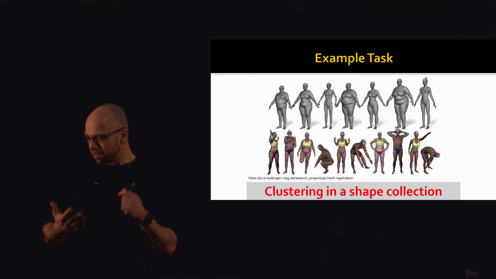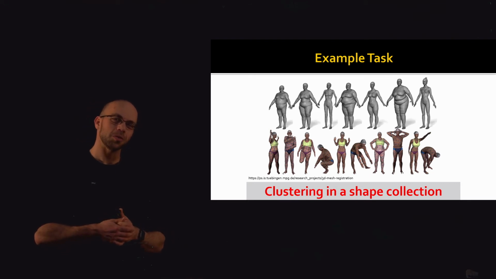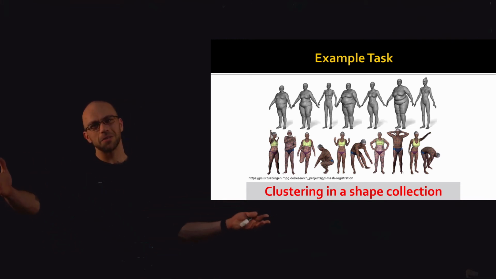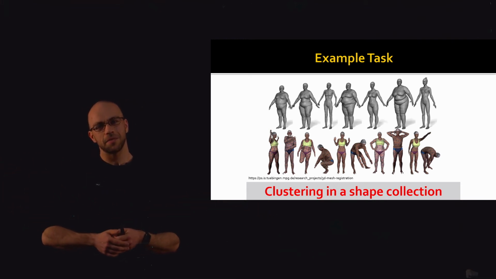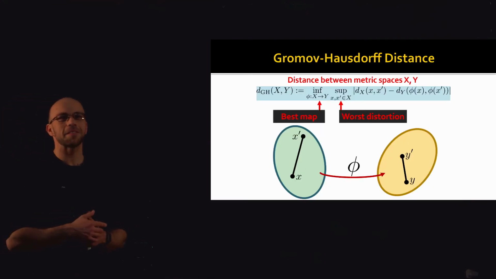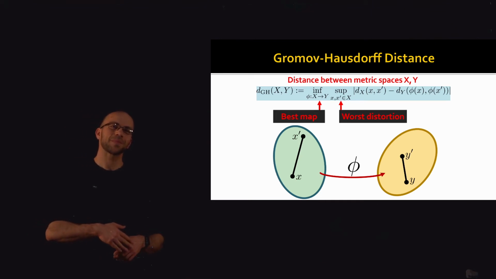But there are also very efficient ways to compare shapes. So if you can compute a distance between two shapes that measures how similar they are, that immediately gives you a way to cluster a data set of 3D models. So for example, one distance between shapes is something called Gromov-Hausdorff distance. This is a fun one.